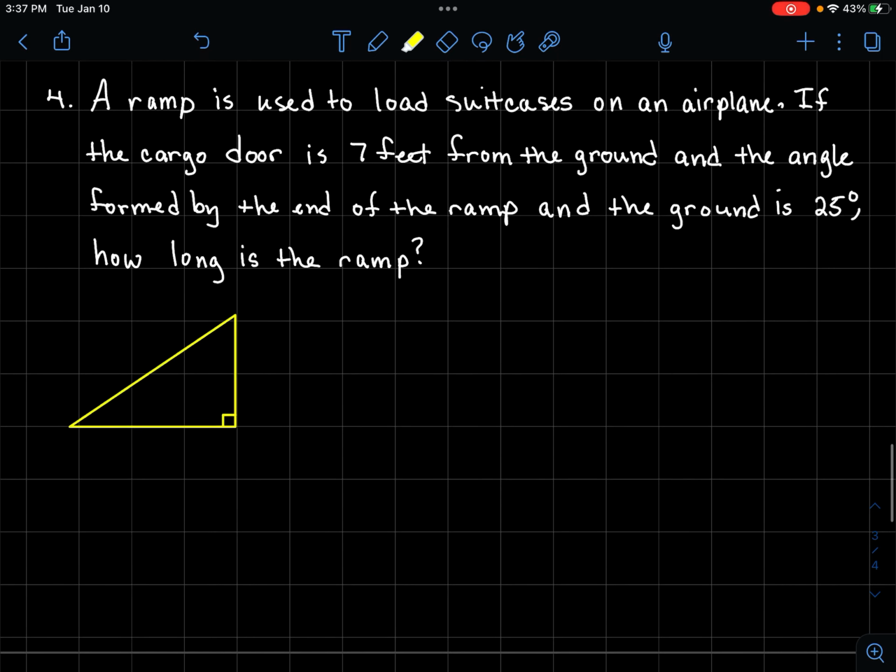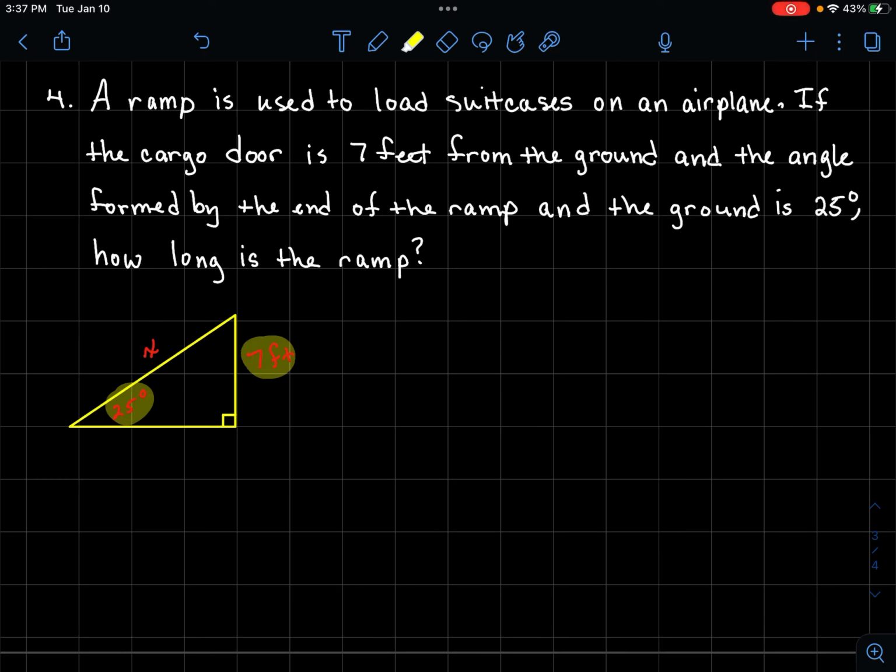Well, let's get an illustration in here. Here's my right triangle. The hypotenuse would represent the length of the ramp. We have the height from the cargo door down to the ground is 7 feet, so we got that leg of the triangle. We have the angle that was formed from the ground, and then finally, we don't know the length of the ramp, so we're going to label that X. So having this picture gives us a chance to identify the relationships between the side lengths and the angle. Well, my angle's down here.